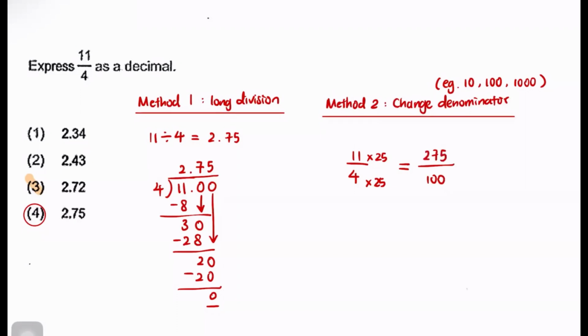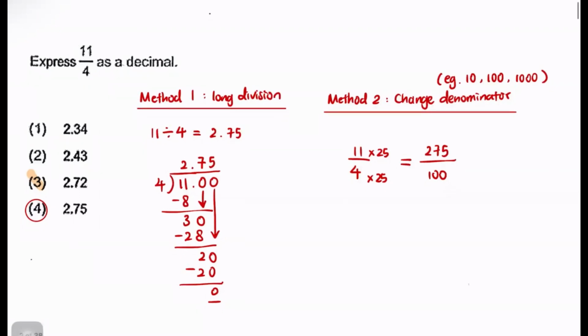275, correct. But what if you don't have a calculator? Just multiply. You can do the double digit multiplication. Or come, let me show you guys a shortcut. Okay, 25 times 11 is the same as how many?